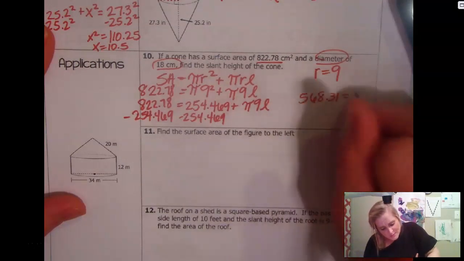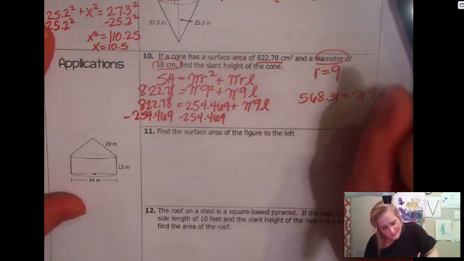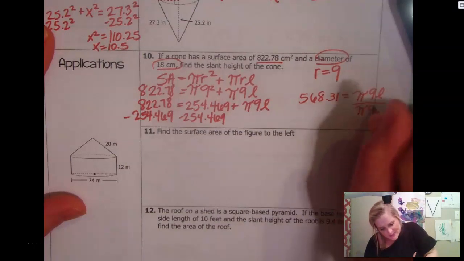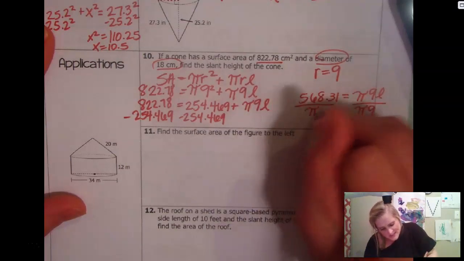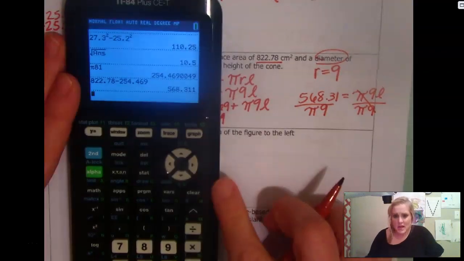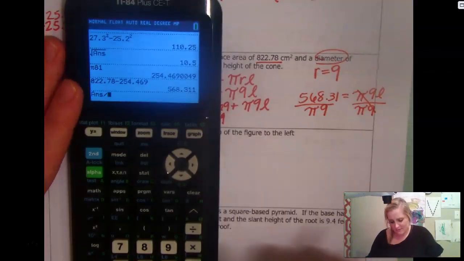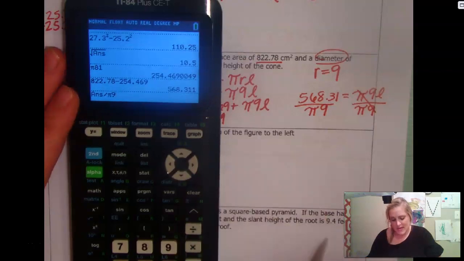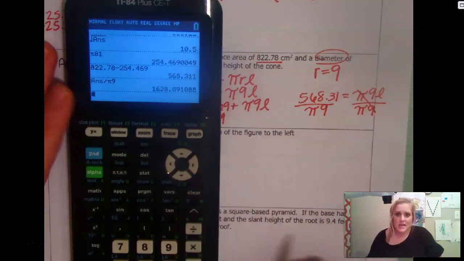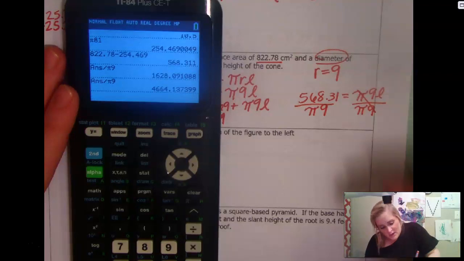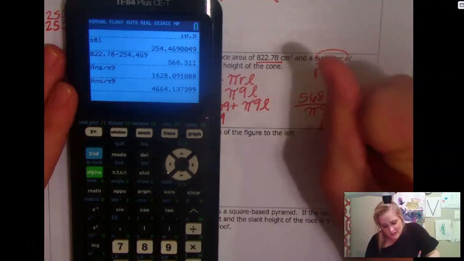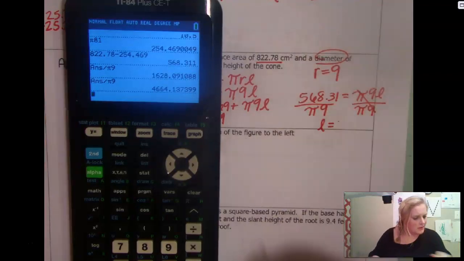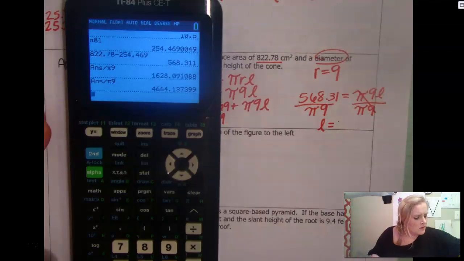568.31 equals pi 9L. I'm going to divide by pi times 9. When I type this in here, I'm going to just put divided by pi times 9, or just pi 9, and it does it for me. So the lateral height is going to be, that can't be right. What did I mess up?